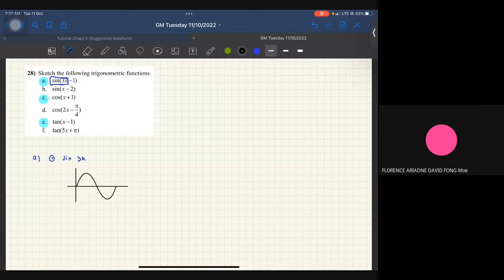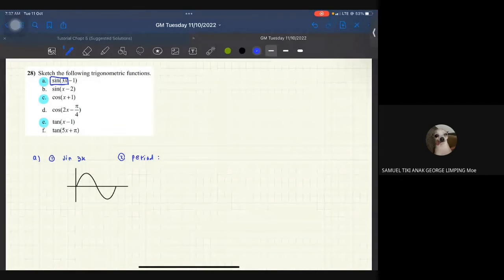Alright, that is my first step. My second step is saya nak cari dia punya period. So macam mana kita nak cari period? What is our period right now? 2 pi divided by 3. Okay, exactly. So kalau ikutkan nombor yang ada dekat depan x kita, which is 3, our period is going to be 2 pi divided by 3.